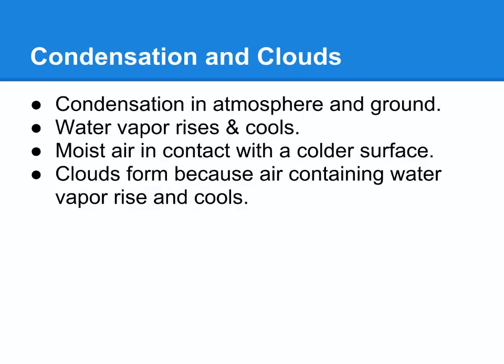Condensation in clouds. Condensation takes place high in the atmosphere and at ground level. Water vapor rises and cools, collecting around little particles of dust, smoke, or salt to form little water droplets. So changing from water gas back to water droplets is called condensation. This process also can happen close to the ground. When it does that, we call that fog.